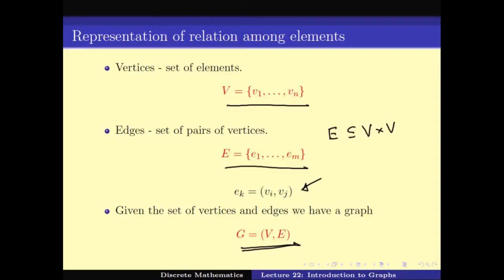Now, we can use this set of relations to define lots and lots of things. These relations can be either symmetric or not. Or in other words, (Vi, Vj) can be different from (Vj, Vi).